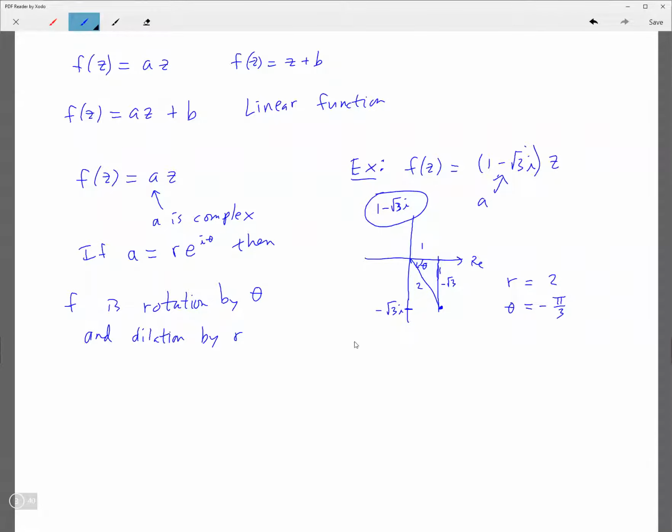Okay, so that means that this original function here could be written as 2 e to the negative pi i over 3 all times z.